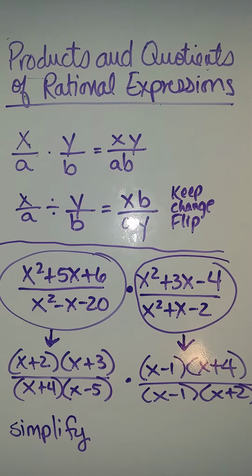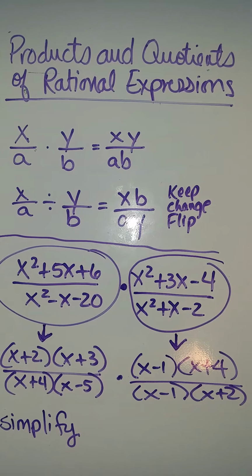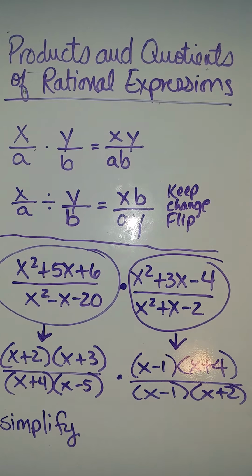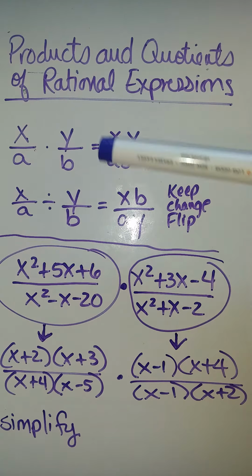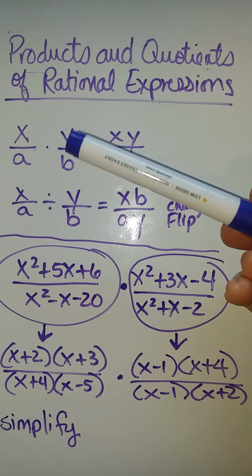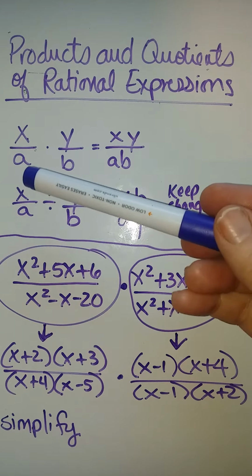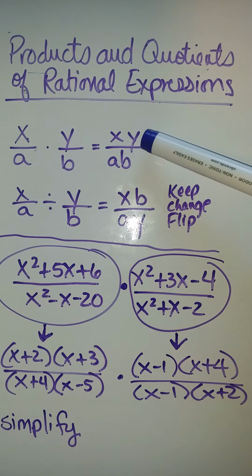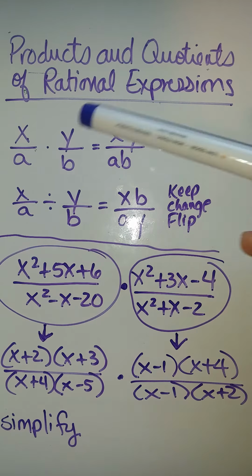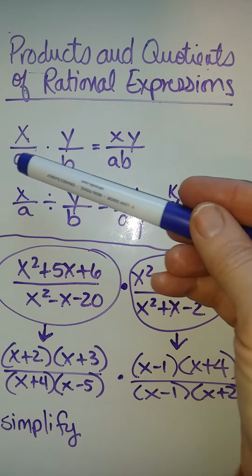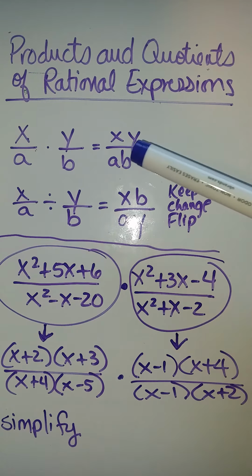Well, here we have the products and quotients of rational expressions. We are going to do a little bit of review. We know that, first of all, multiplication is going to be commutative, so it doesn't matter here if this is xy or yx or ab or ba.